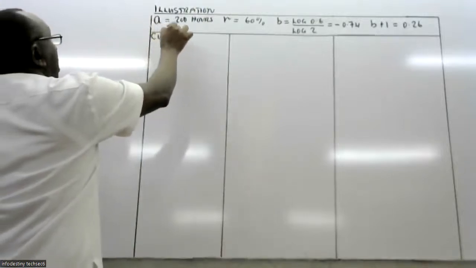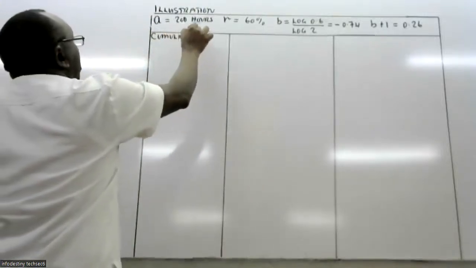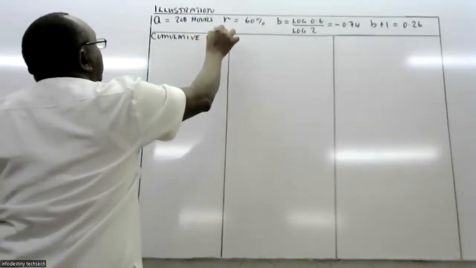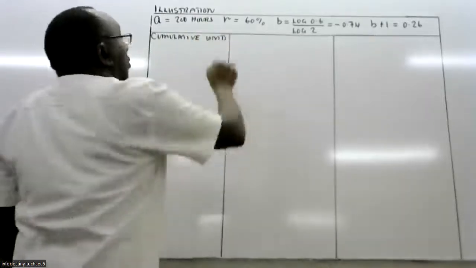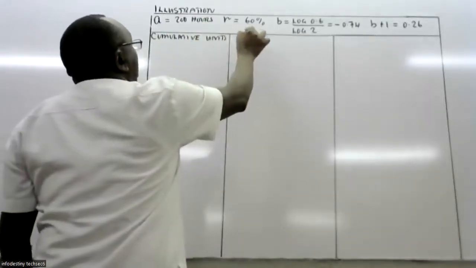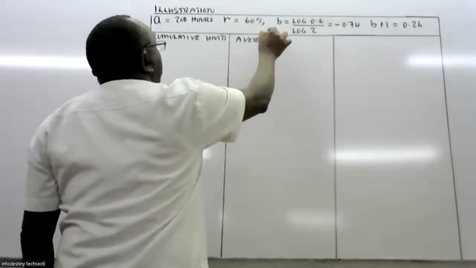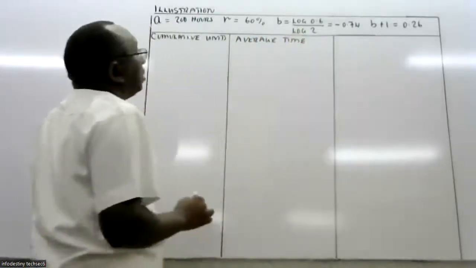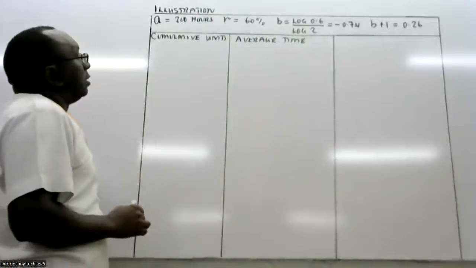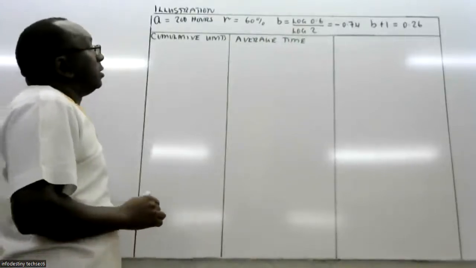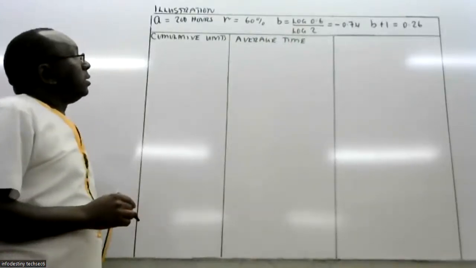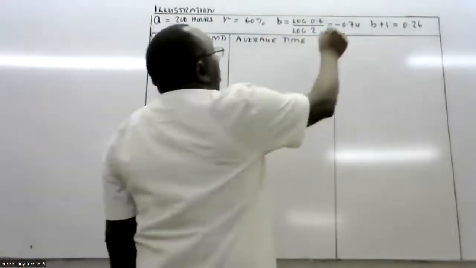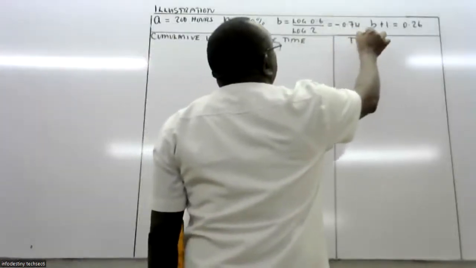So here we will have cumulative units. Then here we will have average time. Total time.